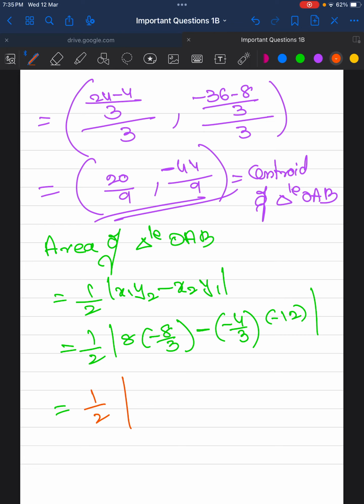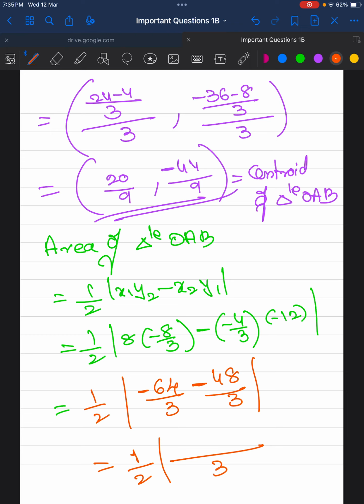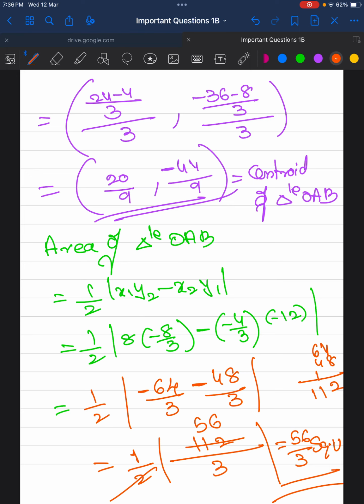Half mod, minus 64 by 3 minus 4 12s are 48 by 3. 1 by 2 into modulus, negative signs we can avoid. 3 65 plus 64 plus 48. 64 plus 48 means 112. 5 2s are 10, 6 2s are. So 56 by 3 square units we got as the area of the triangle. This is the most important question here. Similarly we can solve many more area of triangle and centroid problems. Thank you very much.